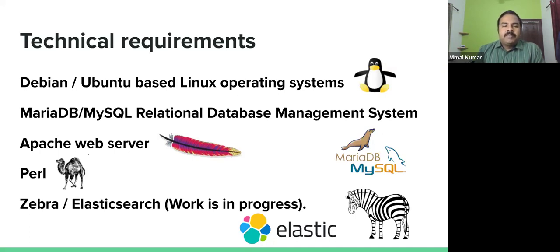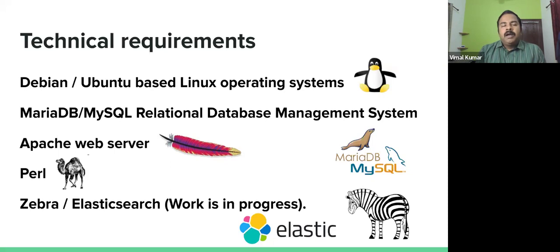Then Apache Web Server. Apache Web Server is required because Koha has a web interface. It looks like a website. To enable that feature, we need a web server. Server means the place where it serves. Okay, that Apache Web Server software helps to enable this web interface feature.